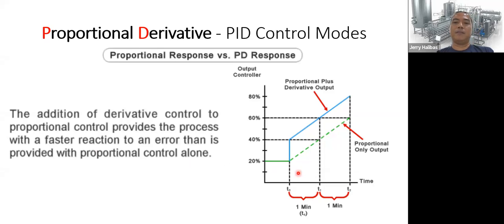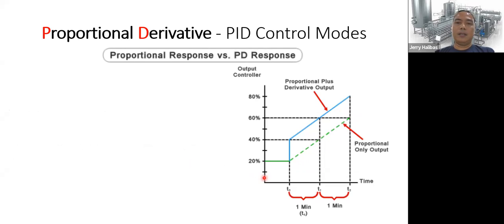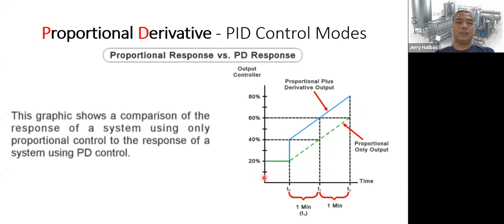Okay, so what are the examples? For example, this proportional plus derivative is the blue one. Then the other one is the proportional output only. Okay? And another example is, okay, comparing PD and proportional only.